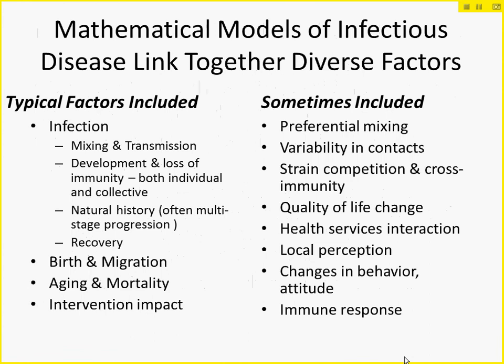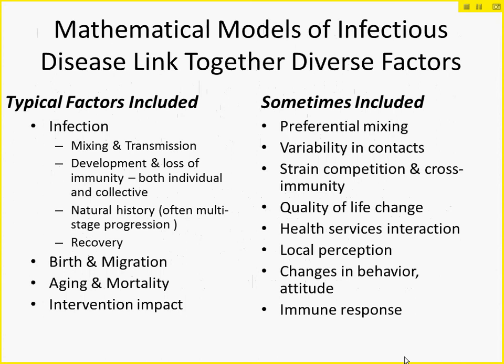What do these models commonly include? Well, they typically include some representation of mixing. Here we're talking about mixing of individuals, contact patterns between individuals, and a representation of the transmission likelihood associated with that. Maybe this is transmission of a pathogen, like influenza. Maybe it's transmission of an idea. They also often show the development of and loss of immunity over time. So the fact that once infected and recovered, you're not susceptible to infection again. There are important examples where that's not the case.